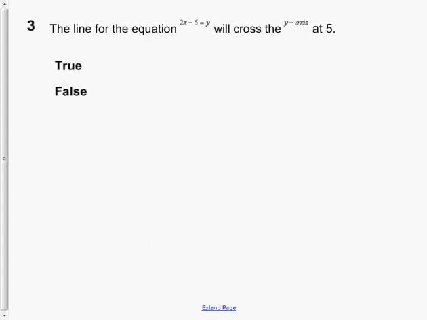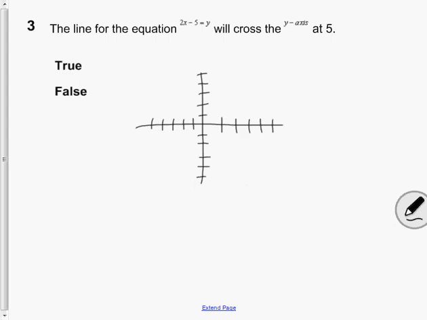Question number 3 says the line for the equation 2x minus 5 equals y. If you drew this equation, I'm going to make a table of values first for 2x minus 5 equals y. I'm going to put x and y, and I'm going to substitute 0, 1, 2, and 3 values for the x. Then I'm going to find out what the corresponding y value would be for each.